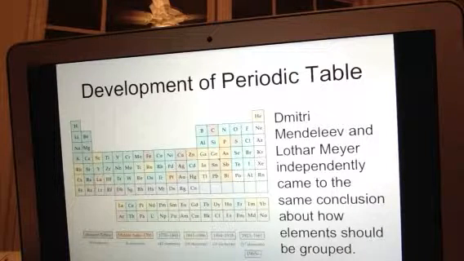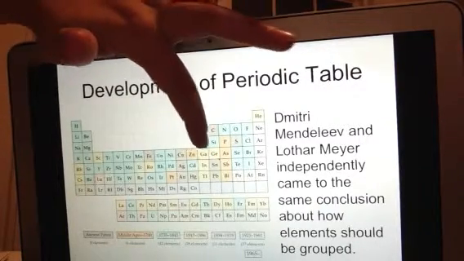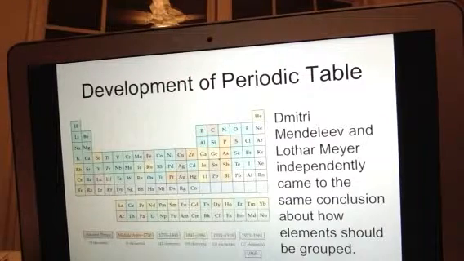But we know that that's incorrect. We know that's not the way that it's arranged now. But back then, that's how he had arranged it. And gallium and germanium. So we have Ga and Ge, gallium and germanium.